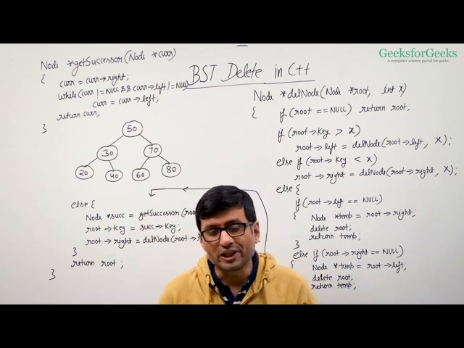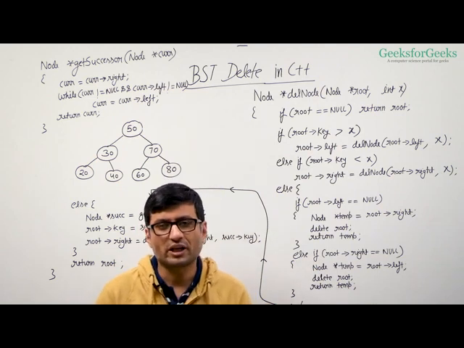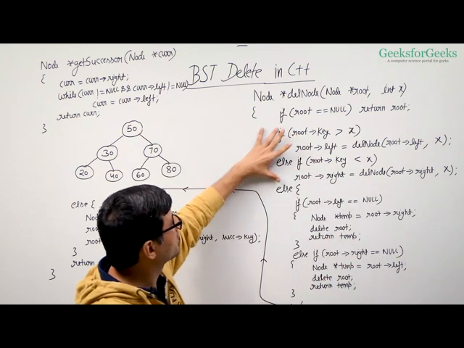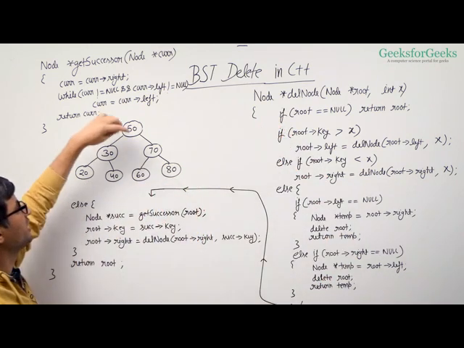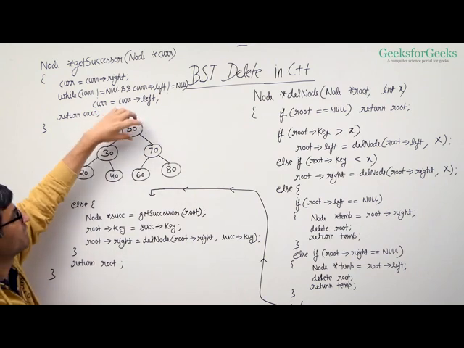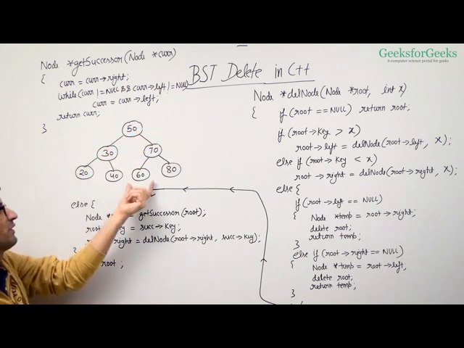One thing in delete, like insert, to delete you need to search the key first, right? So this code, if you see, it's similar to the search function. Suppose I want to delete 60 here, so I'll begin from the root, I'll go to the right because 60 is greater than 50. So I'll come here, I'll see that 60 is smaller, so I'll come here and that's where I find the key.